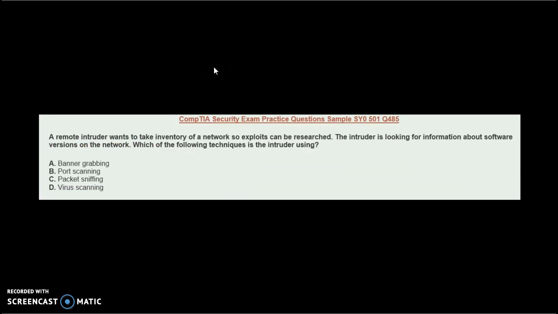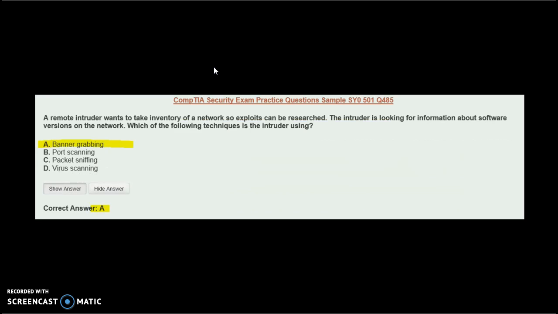A remote intruder wants to take inventory of a network so exploits can be researched. The intruder is looking for information about software versions on the network. Which of the following techniques is the intruder using? And it is A, banner grabbing.